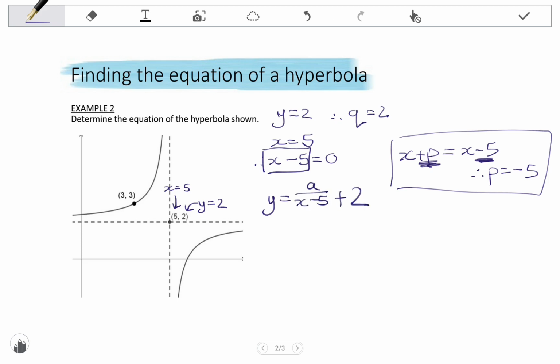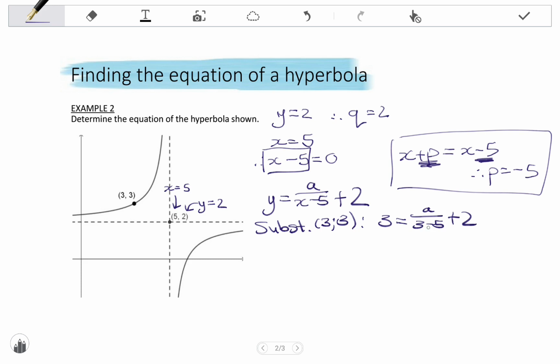Now I have one unknown, which is a, so I substitute 1 point on the graph and I solve for a. So substitute, and always write down what you are going to do. Tell your reader what you are doing so that they can really follow your working. Okay, so substitute 3, 3. So y is 3, that equals a over x is 3, so it's 3 minus 5 plus 2.